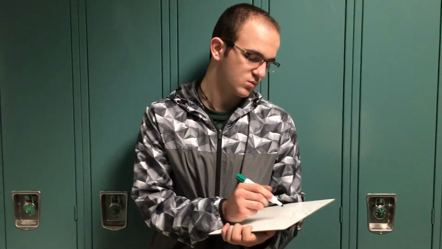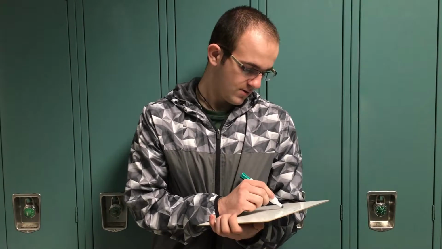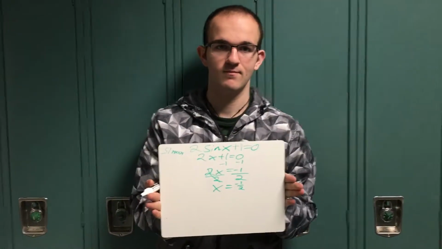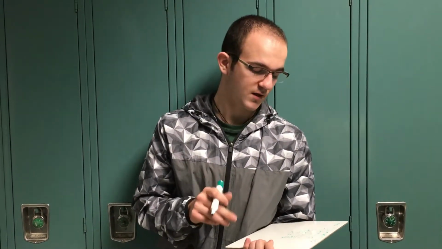Then you just solve it like a normal equation. Minus 1 from both sides, so you get 2x equals negative 1. Then you divide by 2 on both sides, and you get x equals negative 1 half. So since x is equal to negative 1 half, that means sine x is equal to negative 1 half.